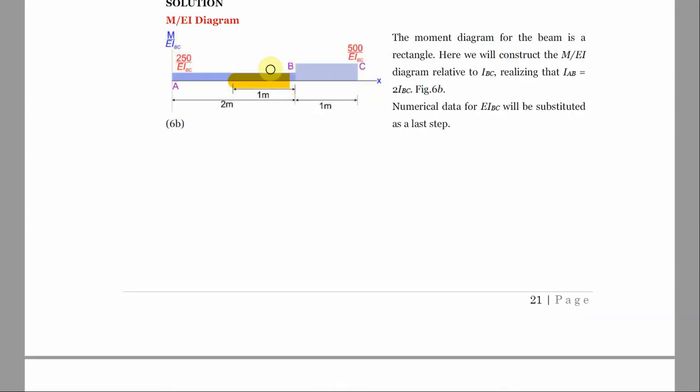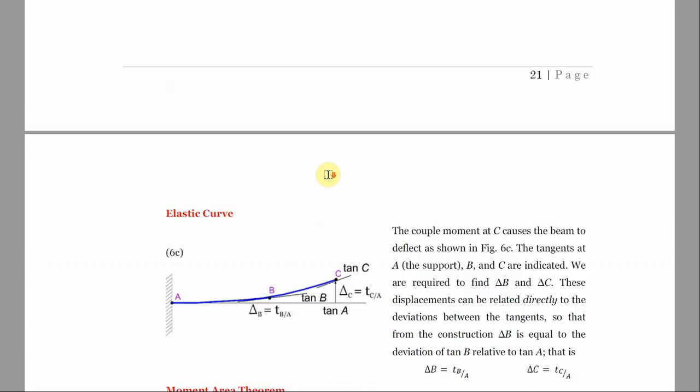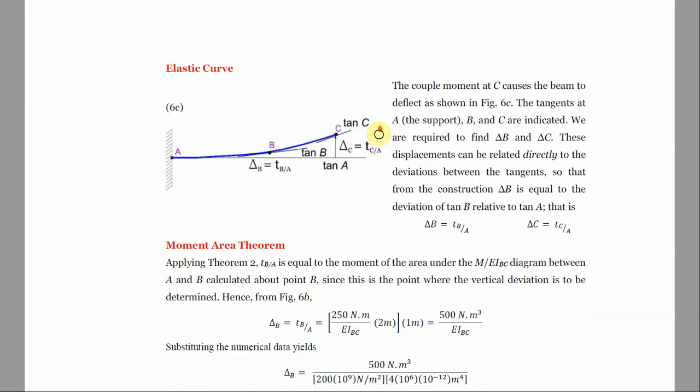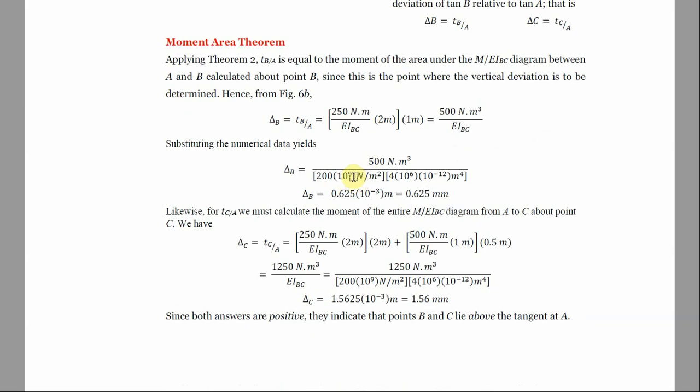Now, just substitute whatever you have for the EI, which is given already. E is 200 times 10 to the power of 9, I is 4 times 10 to the power of 6. Just substitute those, and you get your displacement at b.